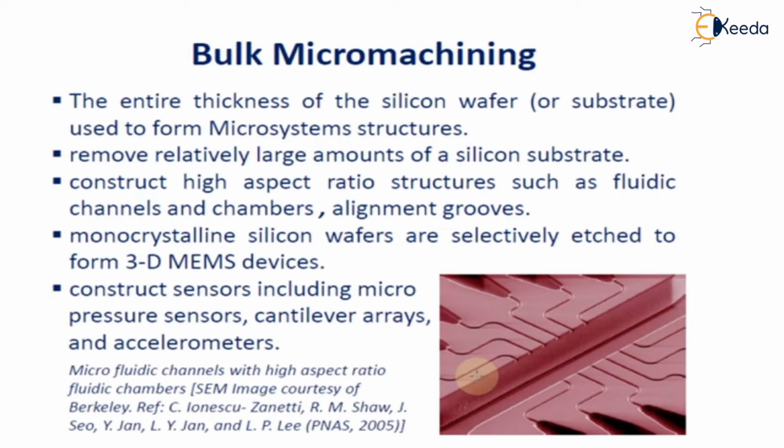Bulk micromachining uses the entire thickness of the silicon wafer or SiO2 or a substrate to form microsystem structures, which removes a relatively large amount of silicon substrate and constructs high aspect ratio structures such as fluidic channels and chambers, which is shown in the figure. So these are the different channels where you observe the chamber and alignment of a groove.